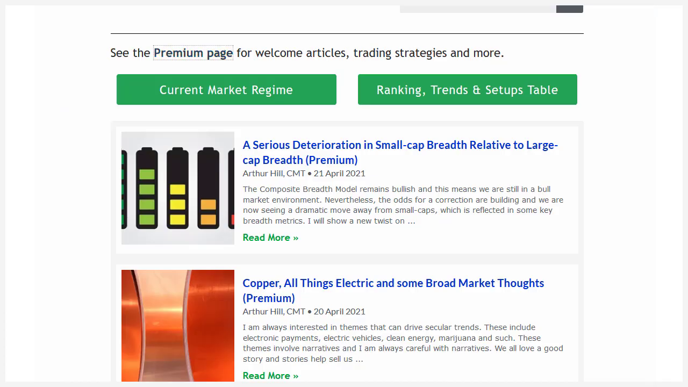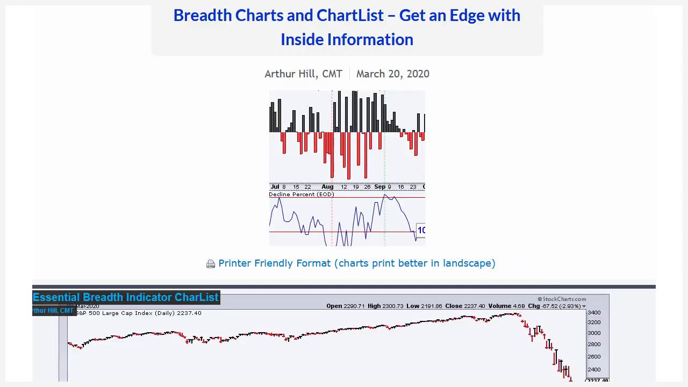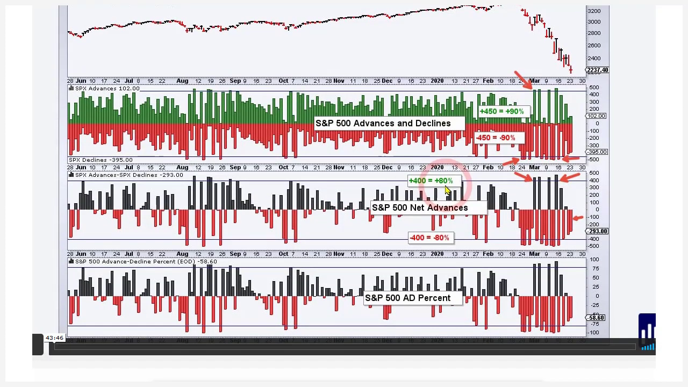We've got AD lines, advanced decline volume lines, and high-low lines for the sectors, and so on. So this list is available to subscribers of trendinvestorpro.com. This is the main analysis page that you see here. And I was talking about breadth here, which I'm going to talk about now. But if you are a subscriber, then you can click on and get this essential breadth indicator chart list. And there's also a video that describes how it works, the method behind the madness.